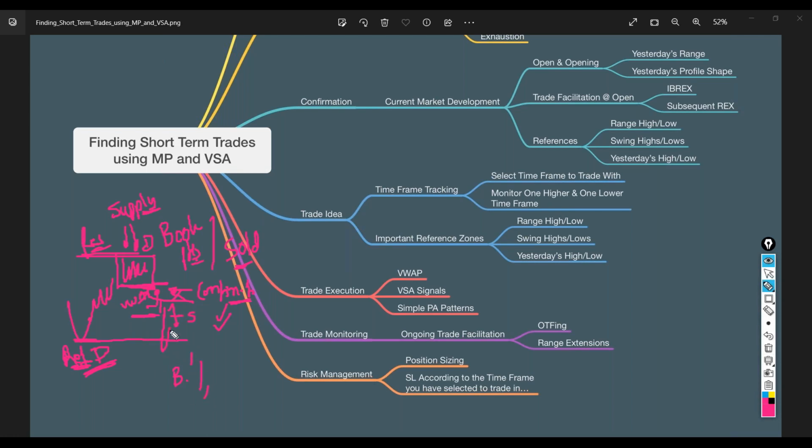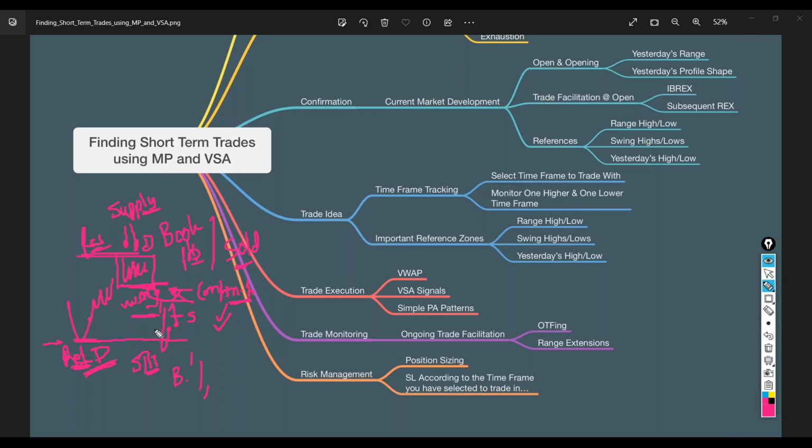But let's say it goes below this and recovers immediately. Then that tells me it was just a stop hunt. So whoever had placed their stop losses here, their stop losses were taken out, and now the market may go back up. Now my decision making changes. Okay. Now my trade idea changes.